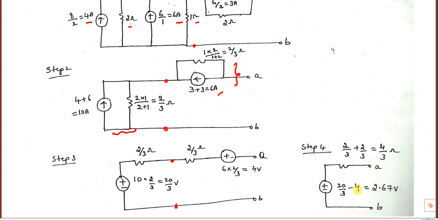20 by 3 subtract 4 means 6.67 minus 4 is 2.67. And 2 by 3 plus 2 by 3 is 4 by 3, using the LCM. Okay, it is 1.333 something. So that is the answer.